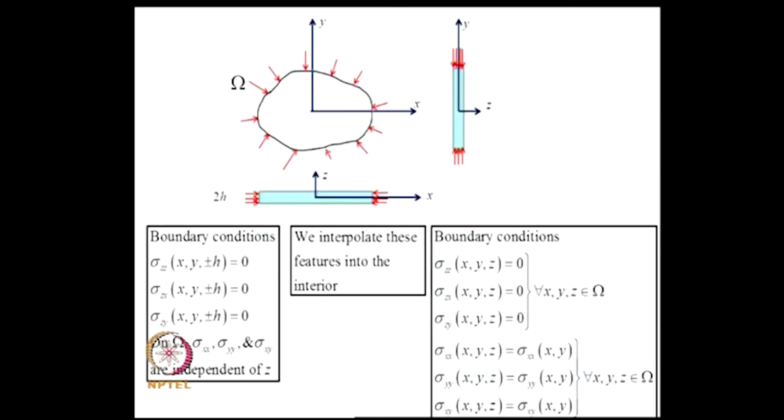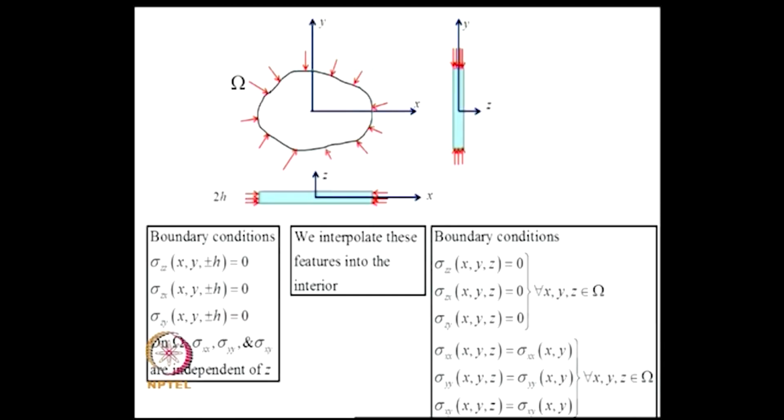How does it work? Let us consider the surfaces z equal to plus h and minus h, and as we said there are no surface tractions on those. Therefore, the stresses acting on those planes, namely sigma zz, sigma zx and sigma zy, must be 0 at z equal to plus minus h for all x and y. And on omega, that means on this surface, sigma xx, sigma yy and sigma xy are independent of z, because the loading does not change with respect to z; the loading is uniform across the thickness. So, that is independent of z.